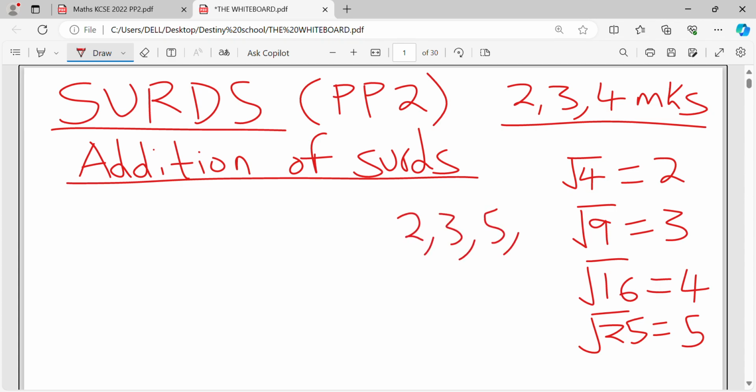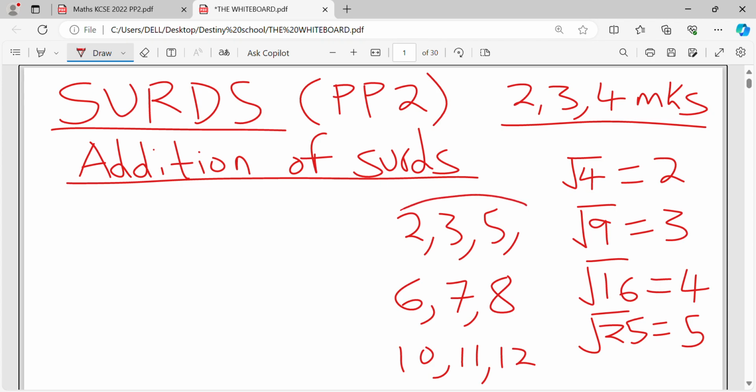So for the numbers that are not perfect squares, for example 2, 3, 5, 6, 7, 8, we skip 9 because 9 is a perfect square, then 10, 11, 12, as you move on with that list. If you try to find their square root, you are going to find a number that has a decimal point. So if you want to get back to the original number and you multiply the results, you are not going to be in a position to get the original number that you had.